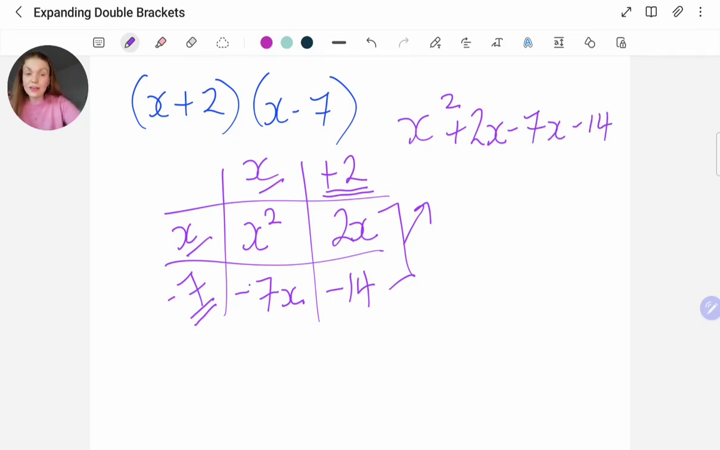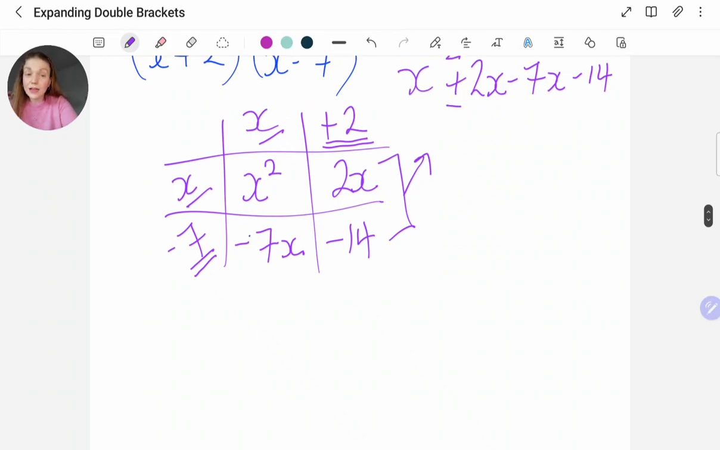Okay, so think what that would be if we started to now group our like terms. Plus 2x minus 7x, think of your number line. I always think of like a thermometer. I think that works best. If you were at 2 and you want to take away 7, what's it going to give?